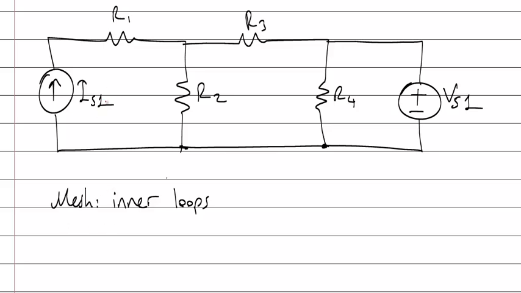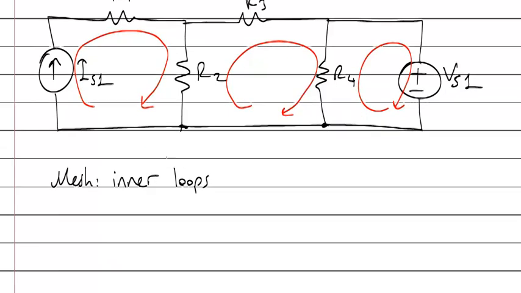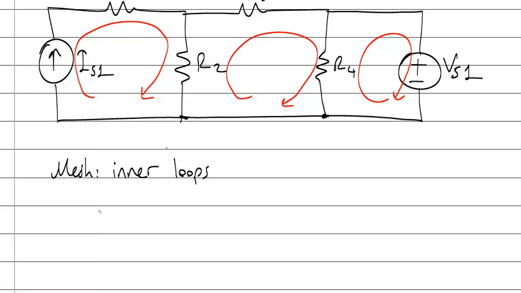Let me define the meshes. Mesh 1, mesh 2, mesh 3. Okay. So I can say the first step is step 1: define meshes and mesh currents.